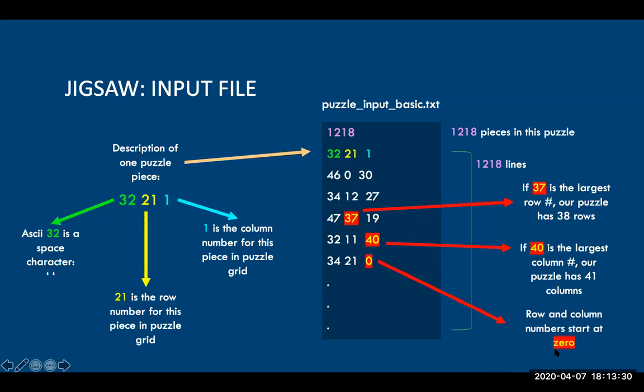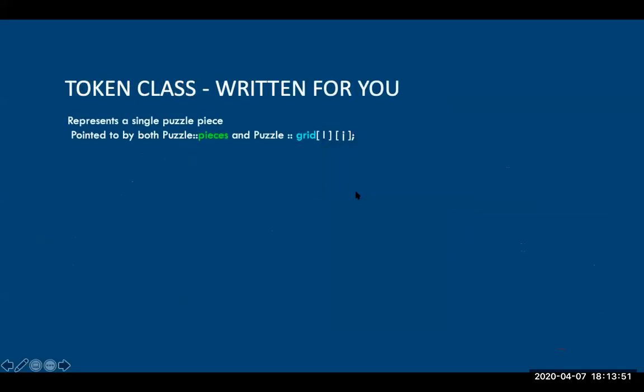And remember that your rows and columns start at 0. A lot of crashes last year because folks did not allocate 41, right? So if this is a 40, that's your largest number of columns, then that means you need 41 columns in your vector, right? In your vector of vectors. So please keep that in mind.